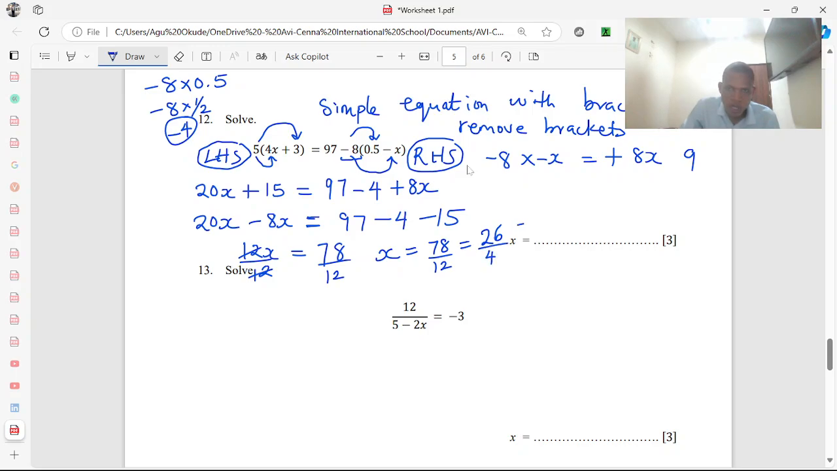Now 2 can go into both. 2 into 26 is 13, and 2 into 4 is 2. So obviously the value of x is 13 divided by 2, which is 6.5. That's the final answer, 6.5.